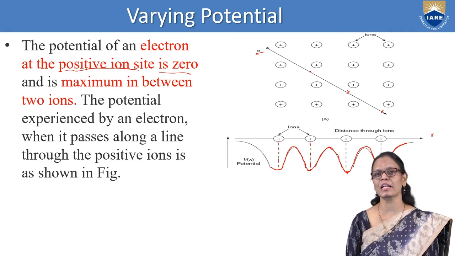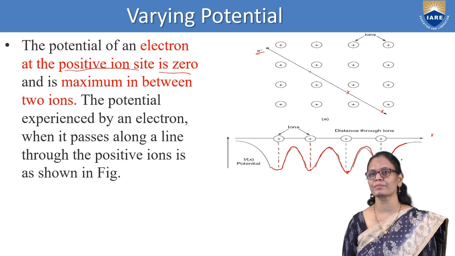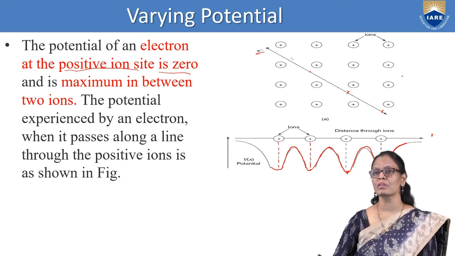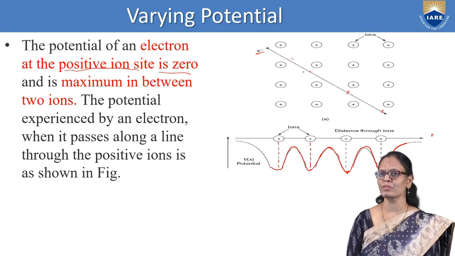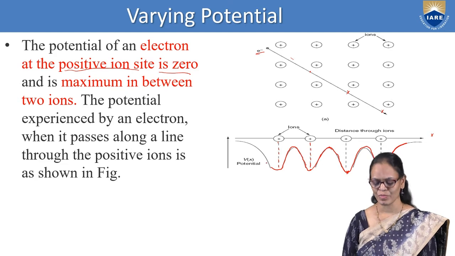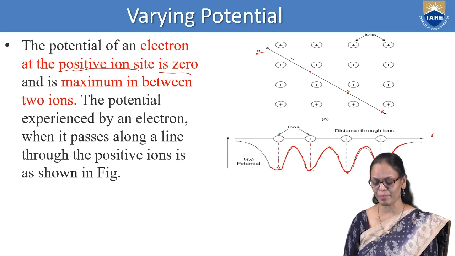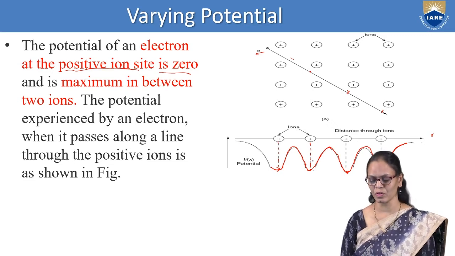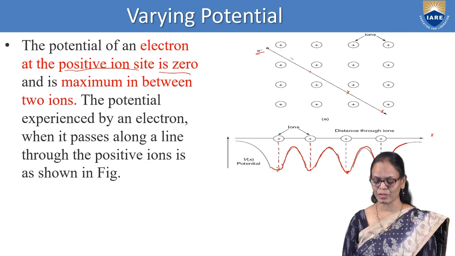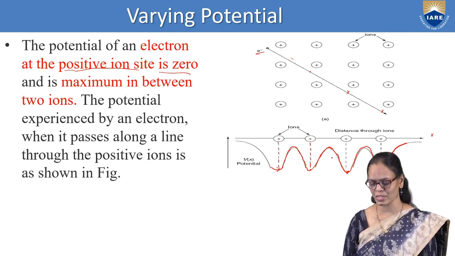So the potential that is experienced by an electron when it passes along the line through the positive ions is shown here. Means this electron is going through a sea of positive ions. We are considering it moving along a straight line and trying to understand how the potential varies. So when you see at positive ion sites, we are seeing that it is minimum. Why is it minimum? Because of the interaction of the electron with the positive ion core, the potential is becoming minimum. But when it is far or in between two ions, it is maximum.